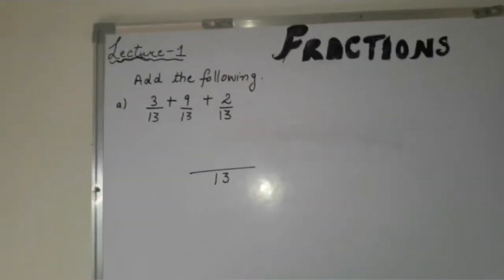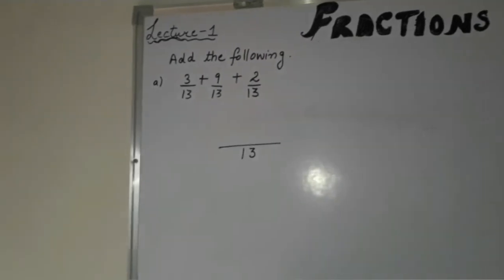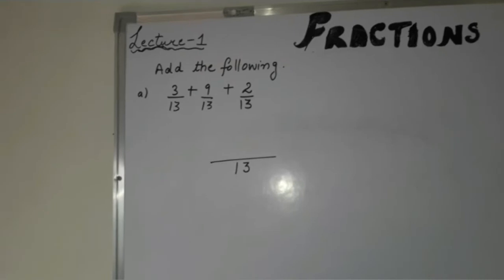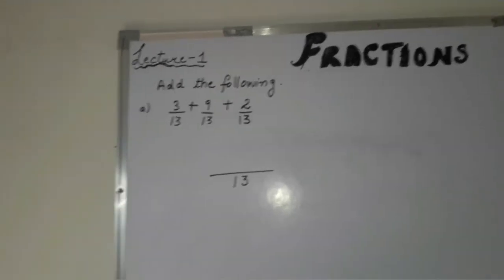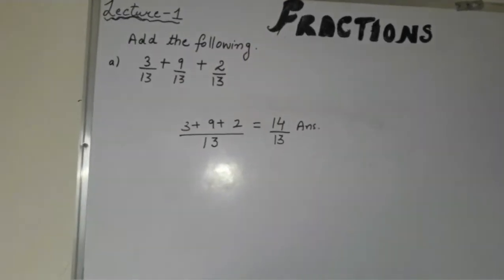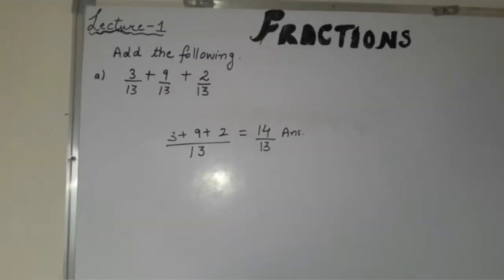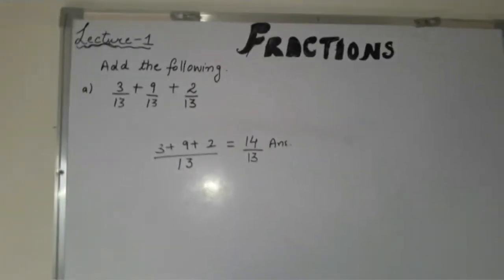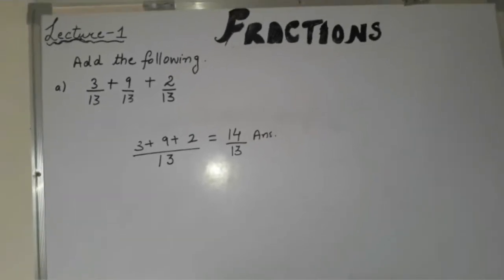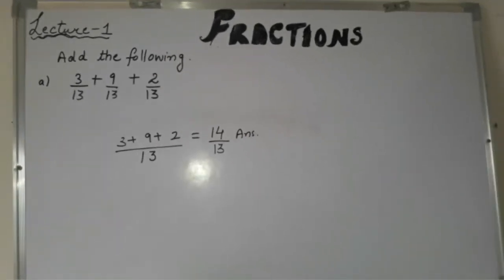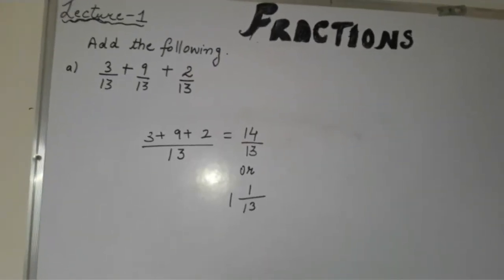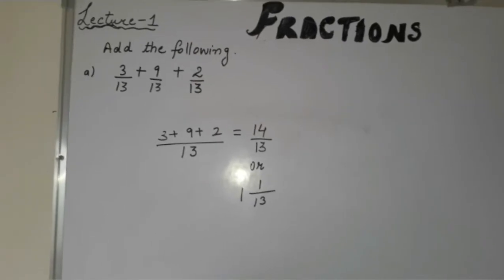And I will note it like this. If my denominator is the same, then I will write my numerators as they are. That is, I will write 3 plus 9 plus 2 in the numerator, and after adding them I get 14, and I get an improper fraction, 14 upon 13. If you want to change it into a mixed fraction, you can. After changing it into a mixed fraction, I get 1 and 1 by 13.